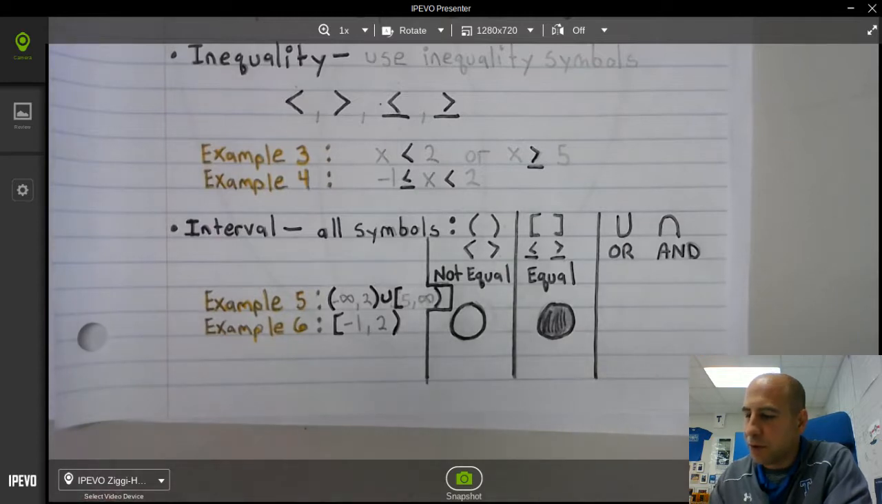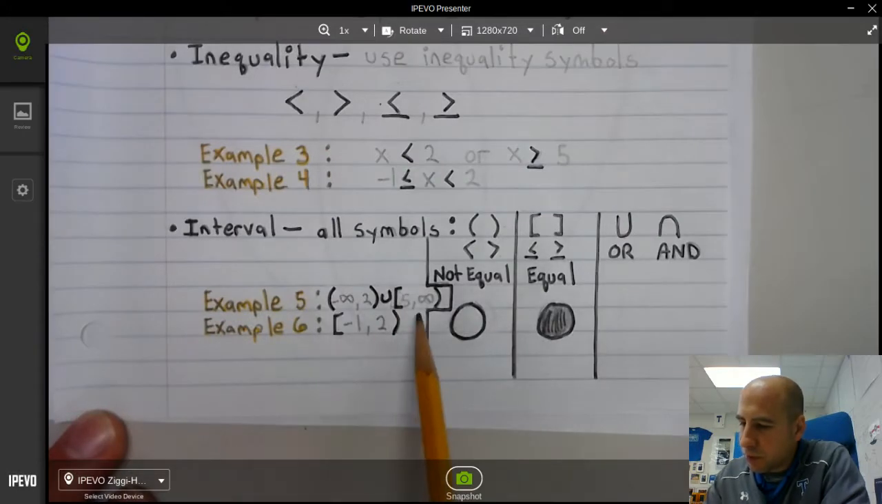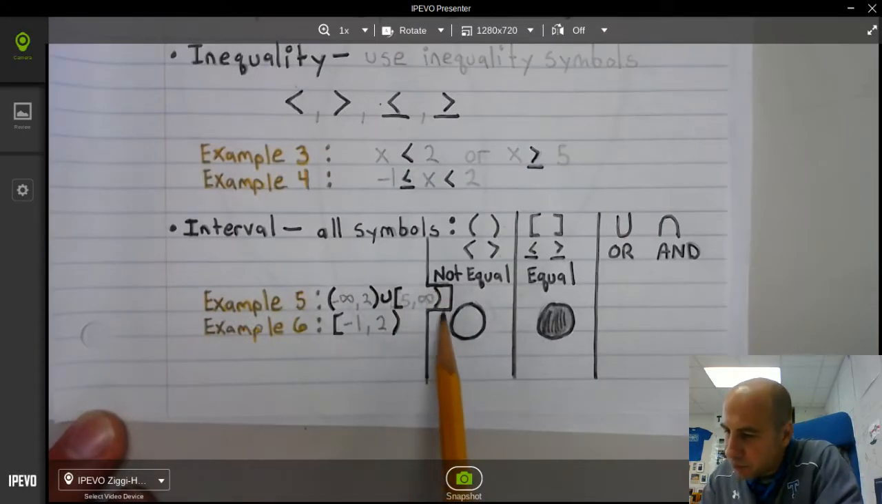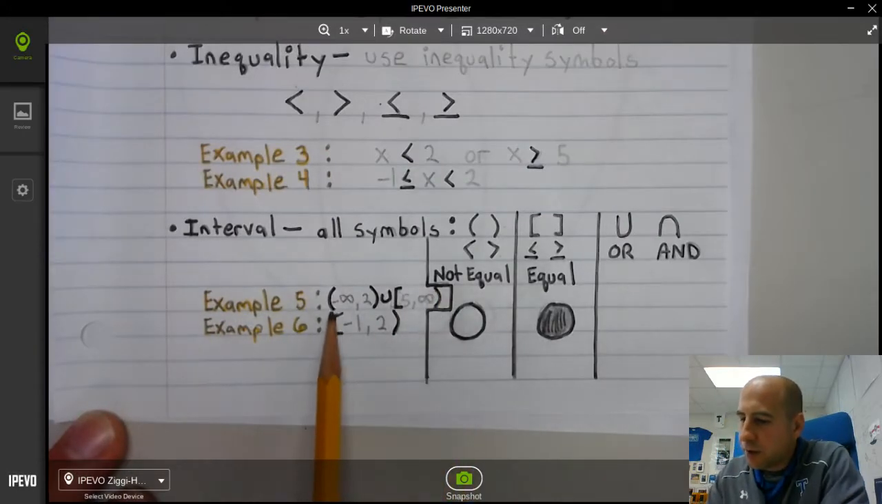Some examples of this are example 5, and you'll notice that this went a little long, so I broke a piece from there, okay? This says parentheses negative infinity, and it's a parentheses because you can never include infinity, okay?